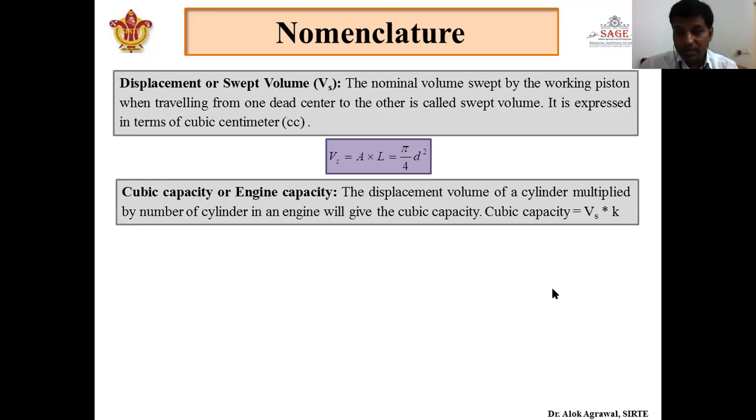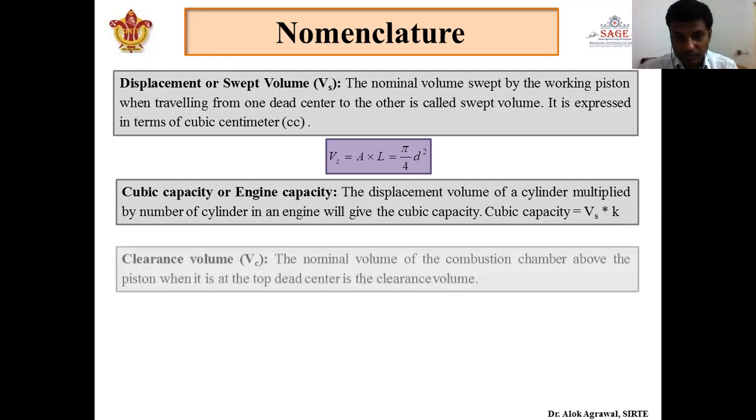So cubic capacity is defined as the swept volume of the cylinder into the number of cylinders, where K denotes the number of cylinders. This is again a very important thing which we often do not know well: what is cubic capacity? It is the swept volume multiplied by the number of cylinders.